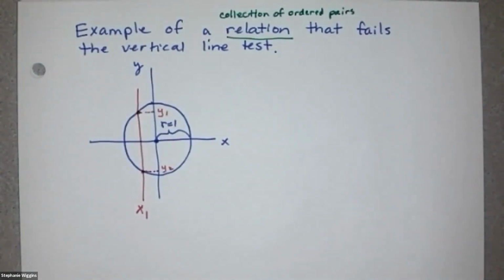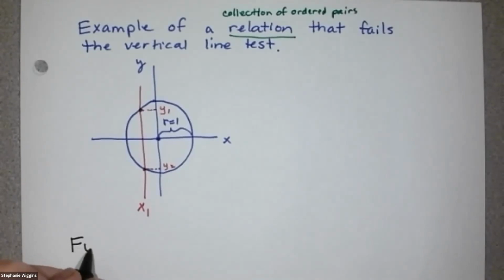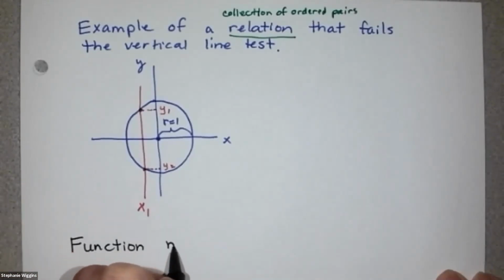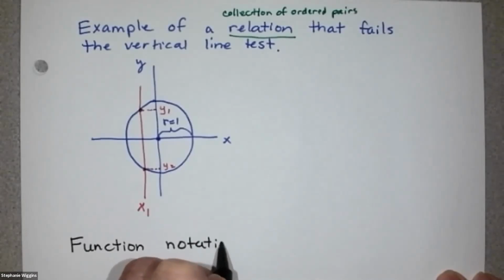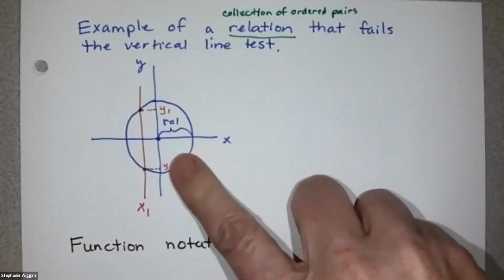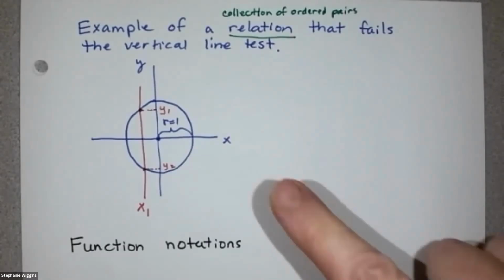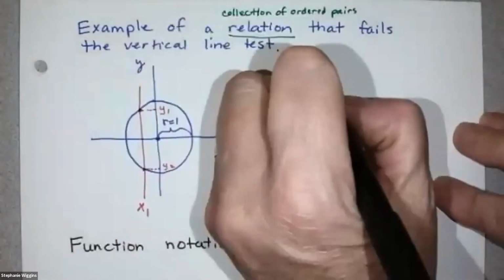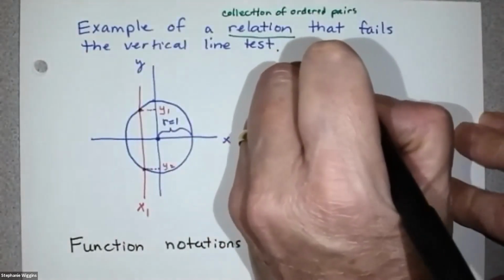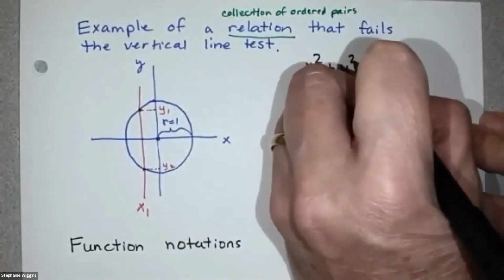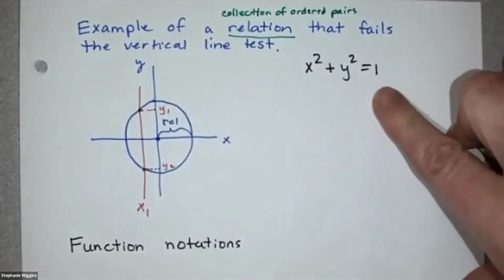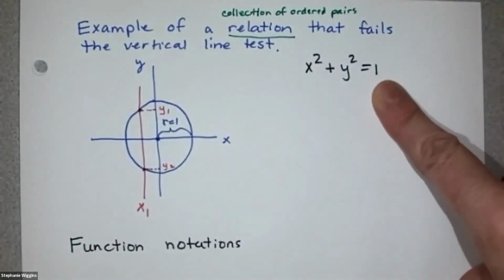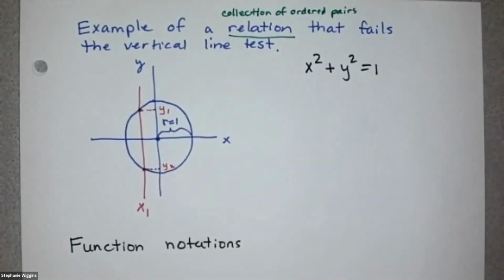All right, so let's talk now about function notation. Oh, before I do that, I forgot. Let me just show you a little bit more about this circle here. If you look at the equation, x squared plus y squared equals 1. This is the equation for this graph, okay?